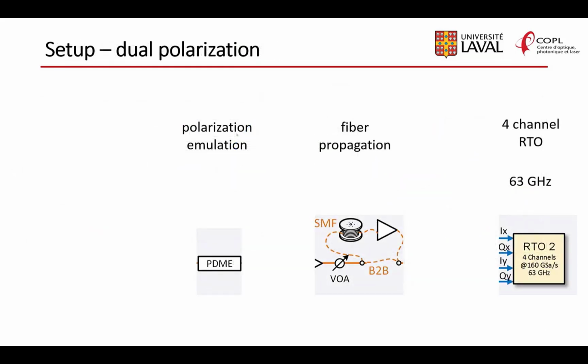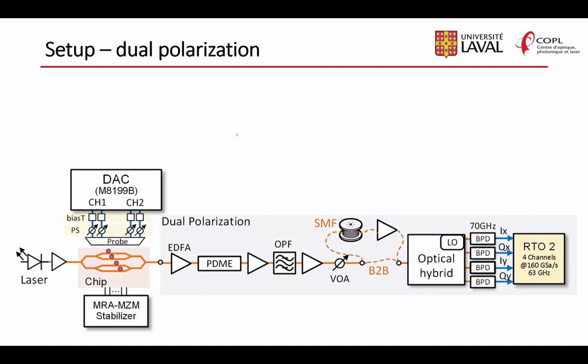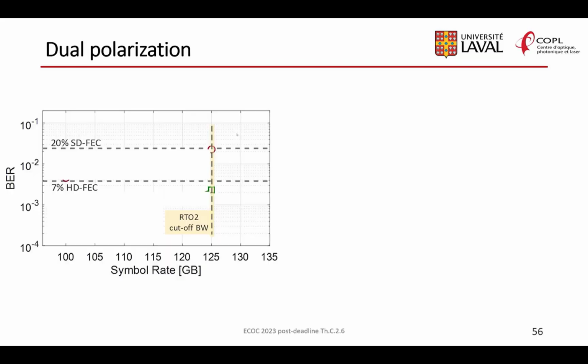We next went to a dual polarization experiment. So we put in this polarization emulator. We did some back-to-back, some fiber transmission, and we had to go to a second oscilloscope in order to get 4 channels for our dual polarization. Unfortunately, our second oscilloscope was not as wideband as the first one. So we were even more constrained in the baud rates we could examine with this demonstration. The setup is very similar. The only thing that's really changed is which RTO we're using in this experiment. We couldn't go beyond transmission of 125 gigabaud because of the oscilloscope we were using.